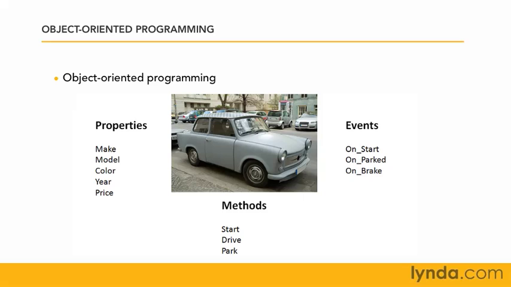Descriptive items are called properties. For a car, you can have properties that store the car's manufacturer, model, year, color, and price. Actions you can perform with the car are called methods and are described using verbs. For example, you can drive a car, park a car, or wash a car.